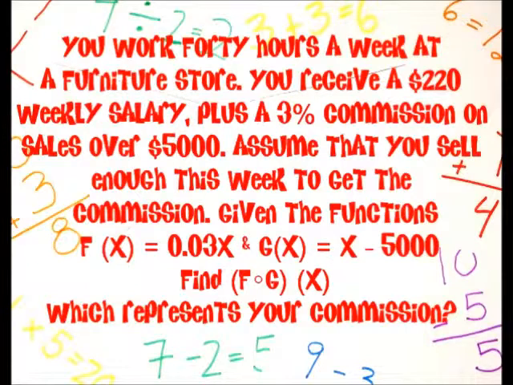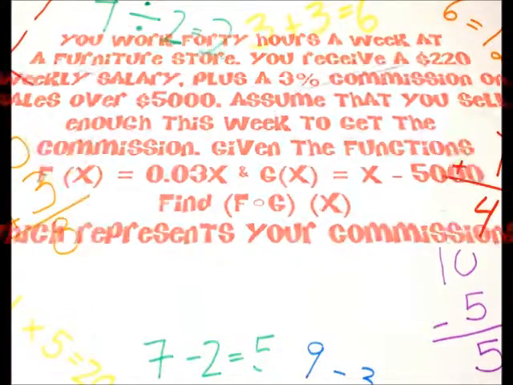Now that we know the basis of a composite function, let's apply this to a real-world problem. You work 40 hours a week at a furniture store, you receive a $220 weekly salary plus a 3% commission on sales over $5,000. Assume that you sell enough this week to get the commission. Given the functions f of x equals 3% times x and g of x equals x minus 5,000, find f of g of x, which represents your commission.